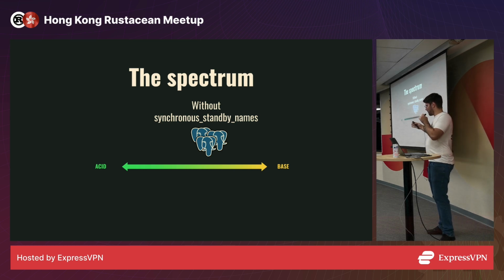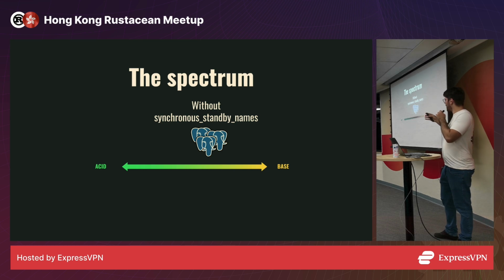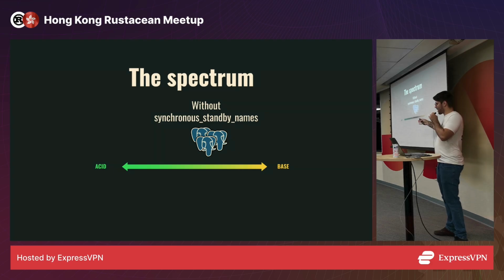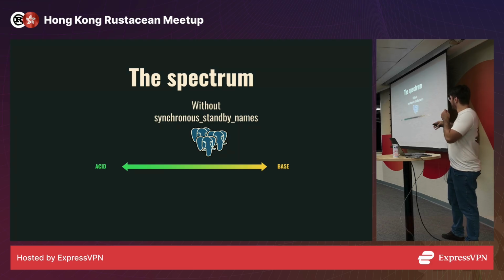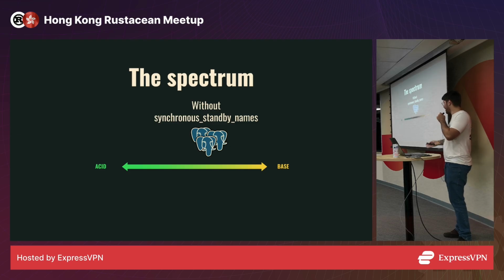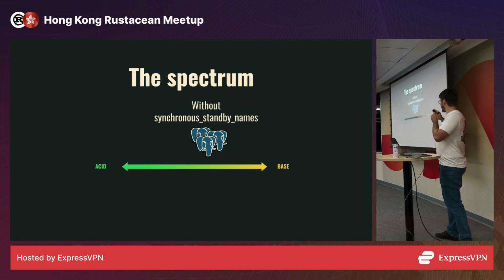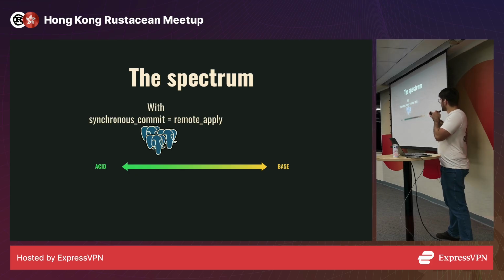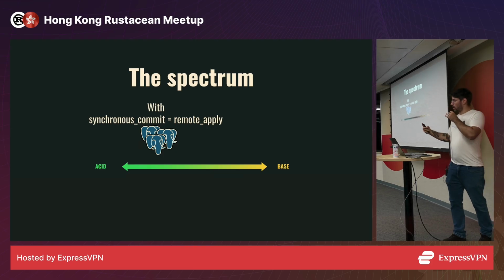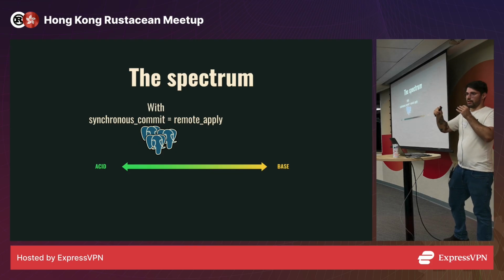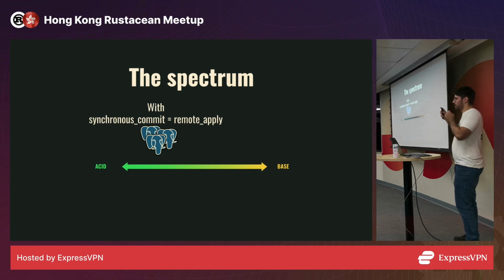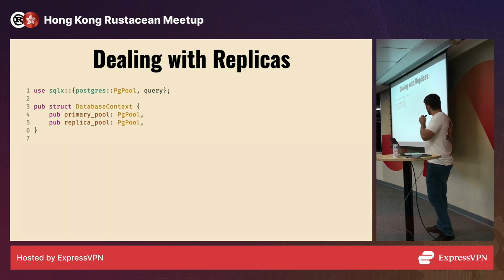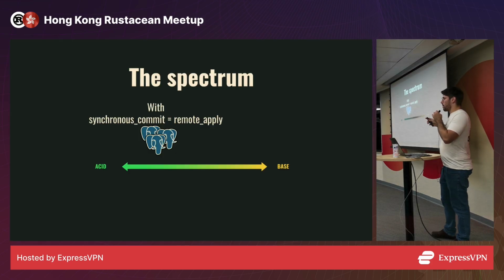And I always see people making the same mistake of querying a database that has eventual consistency and getting frustrated because the data is not there. So this mistake happens because people don't understand the ACID and base trade-off. And if you set synchronous commit as remote apply, Postgres will become much slower. However, every node that it has will be aware of all the changes that you committed. So this is talking about Postgres.